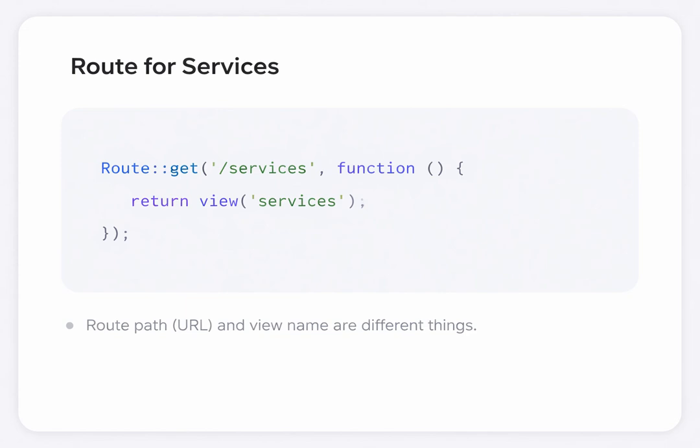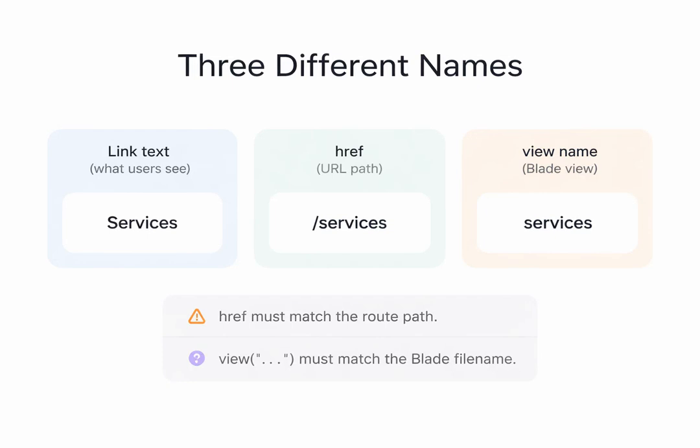The route path is the URL users type or click, while the view name is the Blade file name, without the .blade.php. This is where many beginners get confused, so it's worth separating the three names. The link text is just the label users see. The href is the URL path, and it must match what you defined in routes. The view name inside View of Services must match the Blade file name. They can be similar, but they are not the same concept.